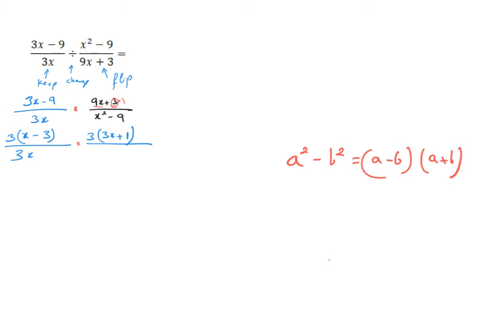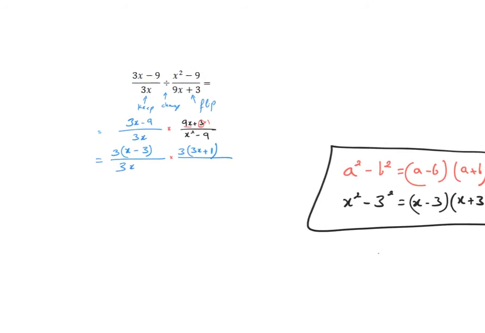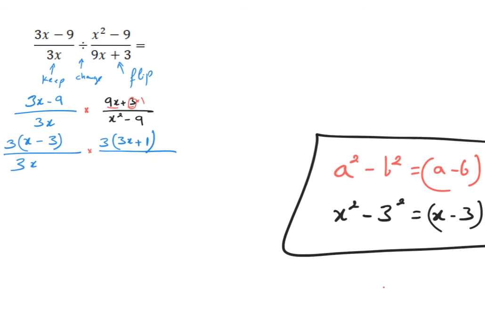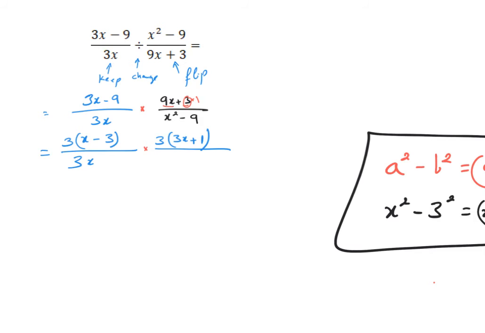So we can write this as x squared minus 9, which is 3 squared, right? So it's going to be x minus 3 times x plus 3. So we can use the difference of squares property to factor x squared minus 9. That would be x minus 3 times x plus 3.